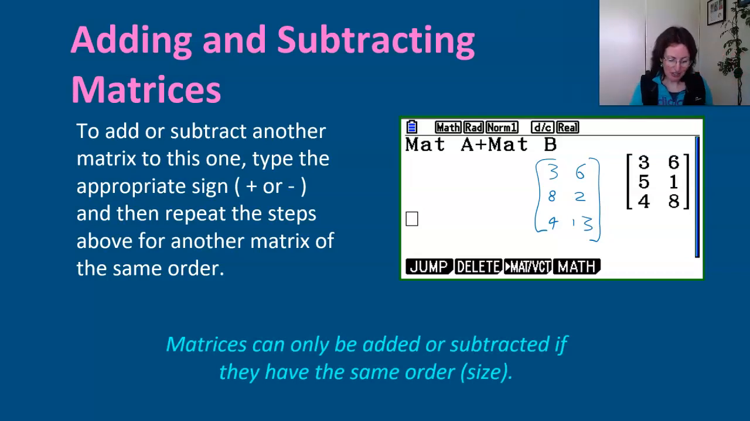And a note here that matrices can only be added or subtracted if they have the same order or size. So obviously we're adding corresponding elements in each row and each column. And so if they're not of the same order, we couldn't add the same corresponding numbers because they'd all be in different positions, if that makes sense.